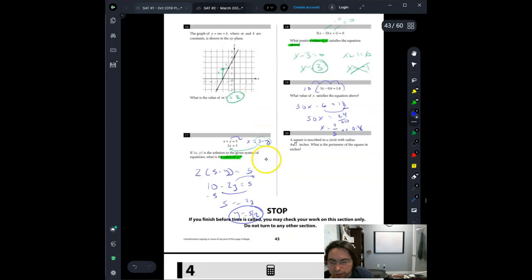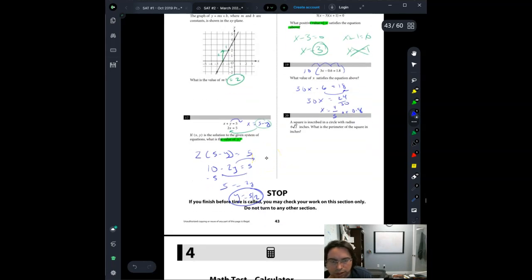Number 20 here. What we can see here, a square is inscribed in a circle with a radius of 6 square root of 2. So remember, when we see that, that should be sending big bells off that that's a 45 right triangle. So what is the perimeter? It's asking for the perimeter here.